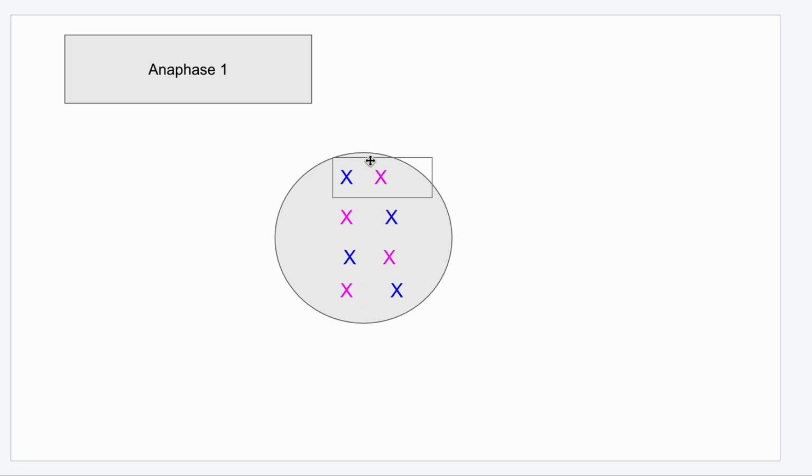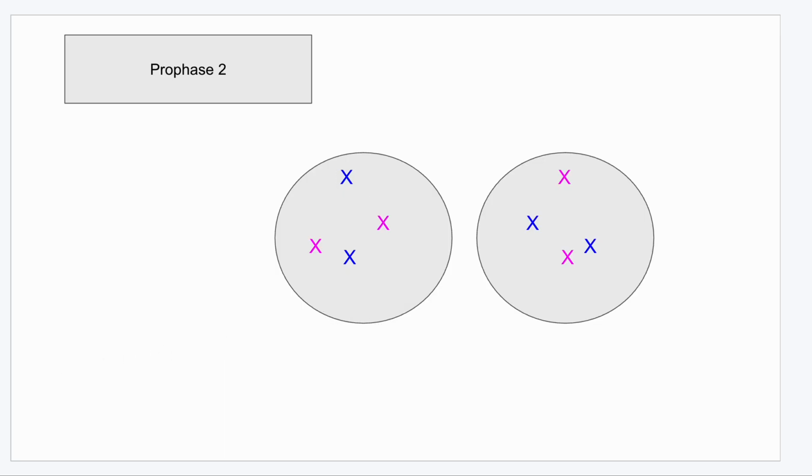So then we have anaphase 1, where the homologous chromosomes are pulled apart. And then finally, telophase 1, where that nuclear membrane is going to form around the set of chromosomes and it makes a daughter cell. So we don't have another form of DNA replication. It just moves straight into prophase 2, which is a lot like mitosis.